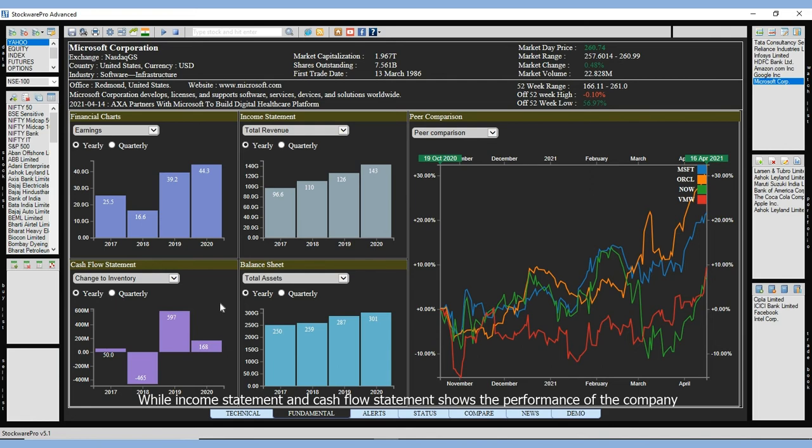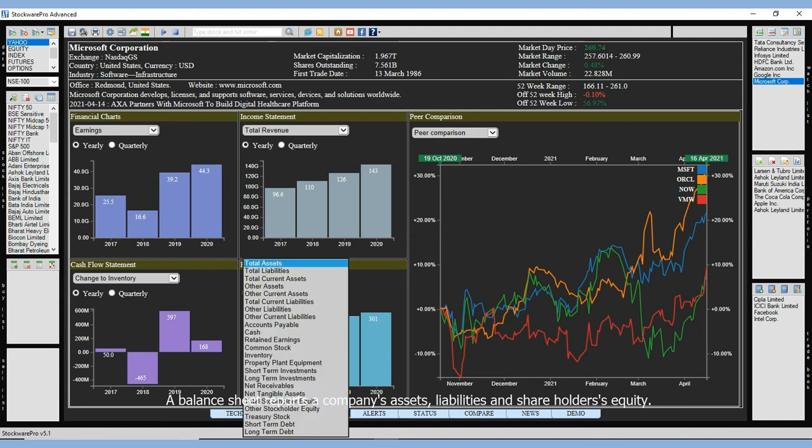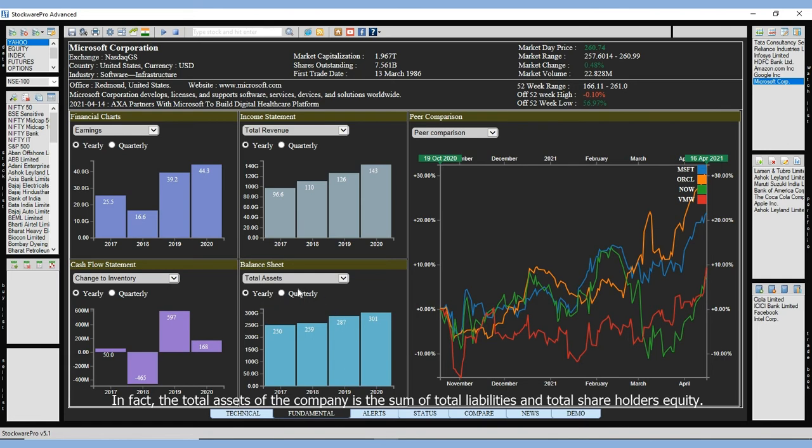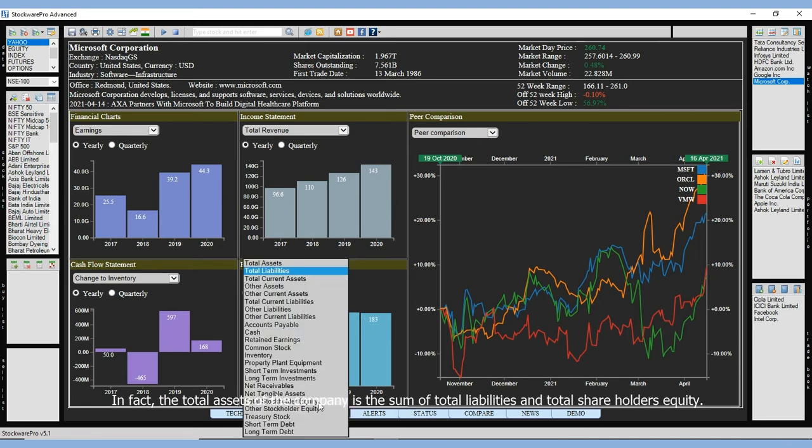While the income statement and cash flow statement show the performance of the company over a period of time, the balance sheet gives a snapshot of the company's financials at a particular date, like the end of a quarter or year end. A balance sheet reports a company's assets, liabilities, and the shareholders' equity. In fact, the total assets of the company is the sum of total liabilities and the total shareholders' equity.